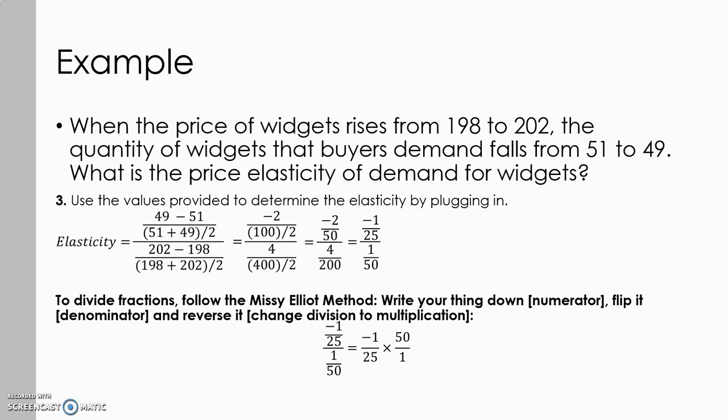We're going to put our thing down, that's our numerator, just leave that as it is. So we'll write negative 1/25. Flip it, that's our denominator. Take your 1/50th, turn it upside down. And finally, reverse it. Change division to multiplication.